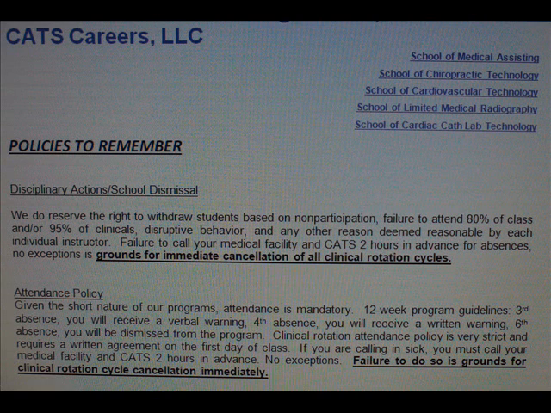We want to make sure that you understand that these programs are only 16 weeks long. So make sure that the third absence, you get a verbal warning, fourth absence, written warning, sixth absence, you're dismissed from the program. There is no penalty for withdrawing from the program and re-enrolling at a later date. However, just failure to attend and not following the protocol will get you dismissed, and once we dismiss you, you will not be able to re-enroll.